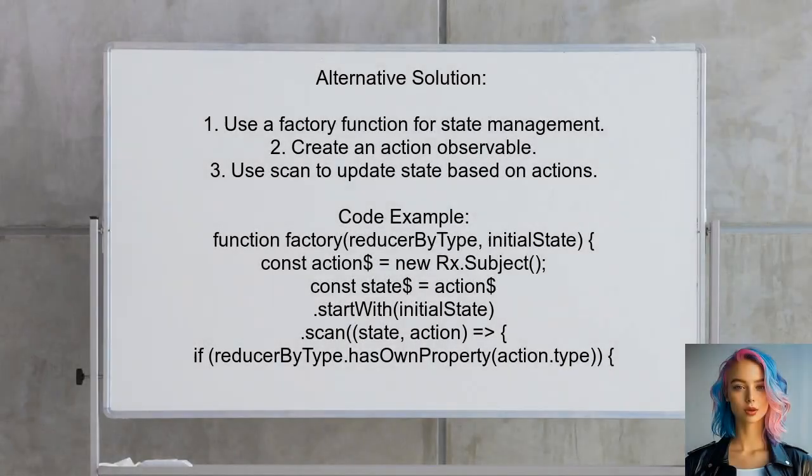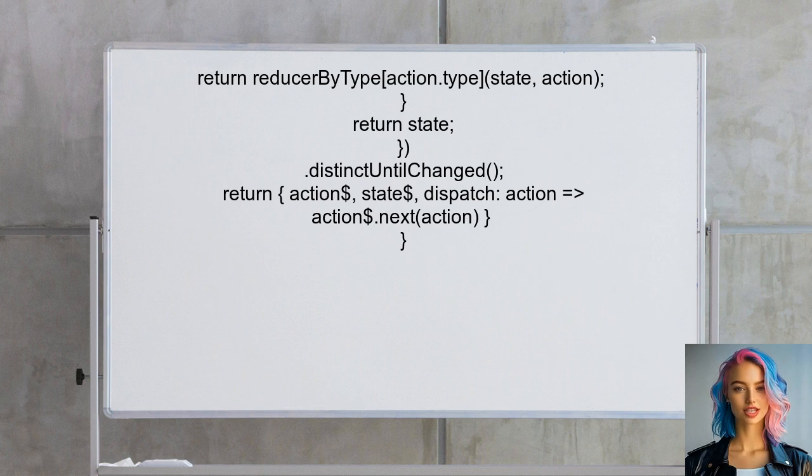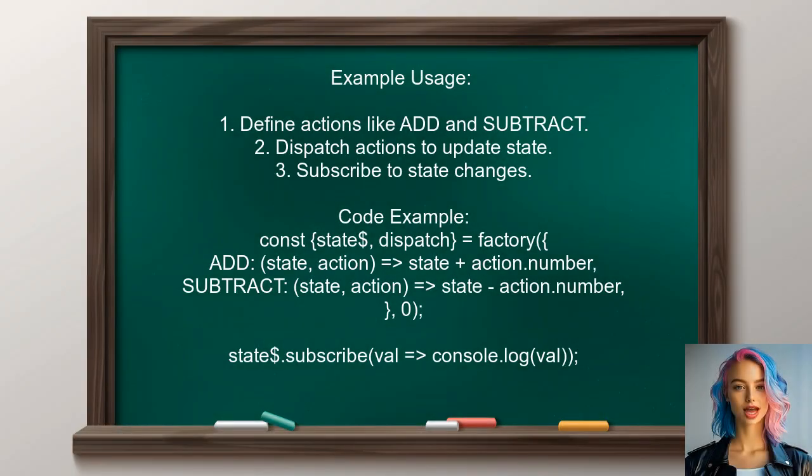An alternative approach, suggested by a user, involves using a factory function similar to Redux. This method allows you to manage object changes in a structured way. You create an observable for actions and a state observable that updates based on those actions. In this example, the user defines actions like add and subtract and dispatches them to update the state. The state observable can be subscribed to, allowing you to react to changes.